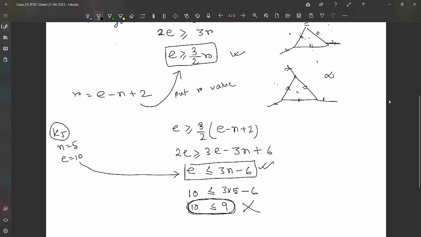No. 10 is not less than or equal to 9. How is it possible? So for the K5 graph, this relation will not hold, because K5 is not a planar graph. That's why this corollary can prove the non-planarity of your graph without drawing the graph. So that's why it is important.